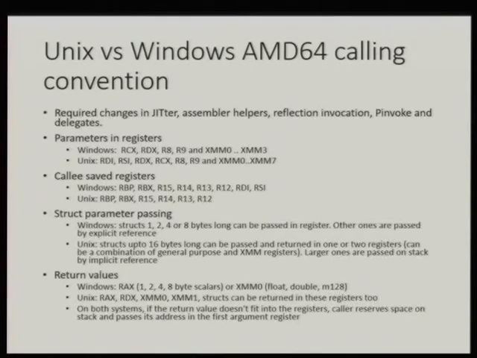Larger structures are passed on the stack by implicit reference, which means there is no pointer in a register, but a fixed offset that points to the parent caller frame, and that's where the structure is stored. Similarly for return values: on Windows, the return value can be in RAX for 1, 2, 4, or 8 byte scalars, not structures, or in the XMM0 register for floating point, doubles, or M128 register types. On Unix, you can use RAX and RDX, XMM0 or XMM1, and you can also return structures in the same way as you can pass them to the function. And obviously, on both systems, if the return value doesn't fit into the registers, the caller reserves space on the stack and passes it as the first argument register to the function.